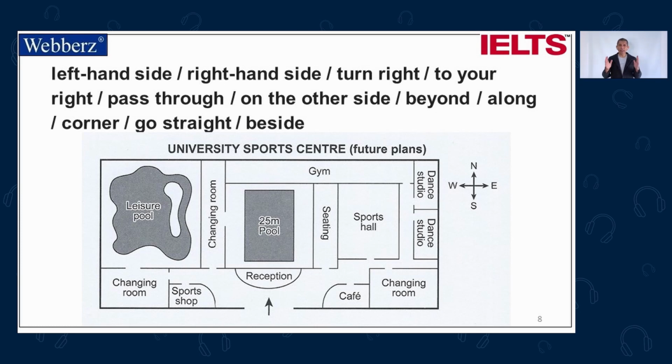Now this is a little more complicated university sports center, and what we can see here is many more things are attached to it. There is a leisure pool. On the other side there's a dance studio. There are 2 dance studios to be precise. There's a sports hall, and the rest of the things remain same. Addition of a cafe and sports shop is there next to reception.